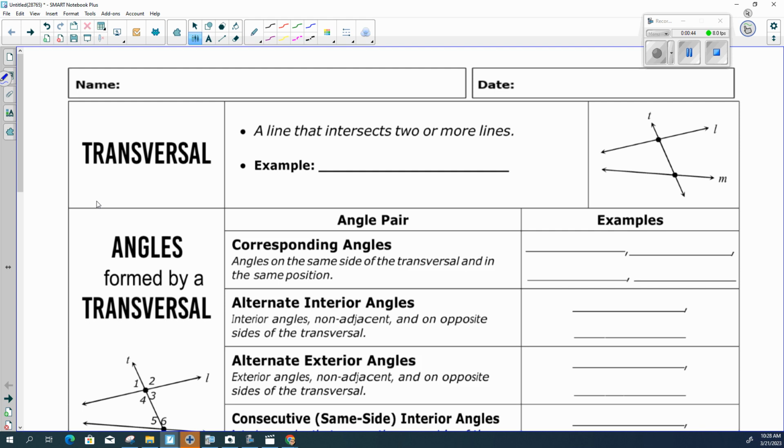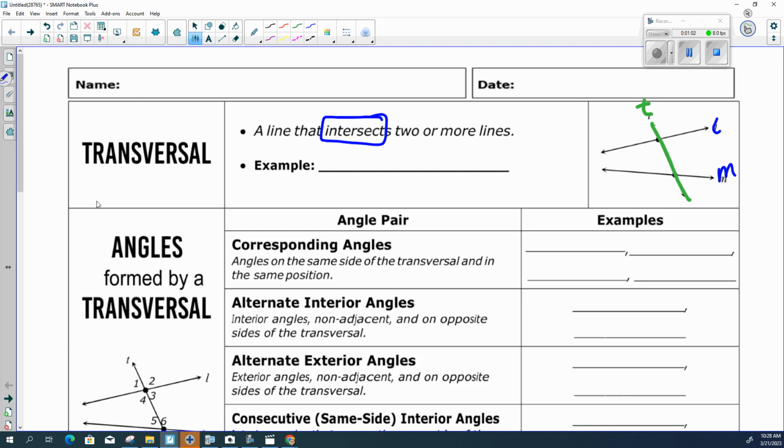So over here on this picture, I have got a line L and a line M. These are like those paths if you were hiking. And line T is the transversal. I like that they named it T. So the definition here: a line that intersects two or more lines.